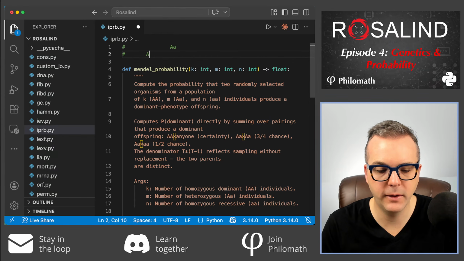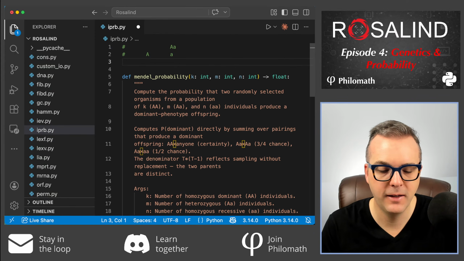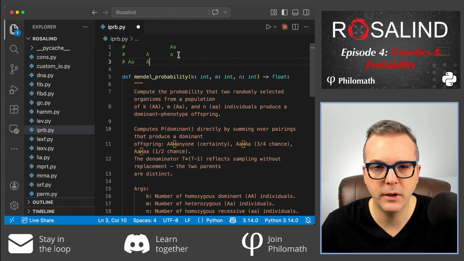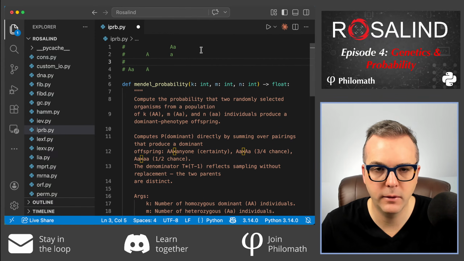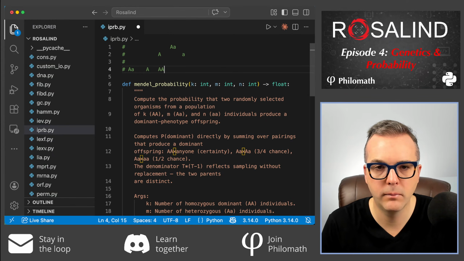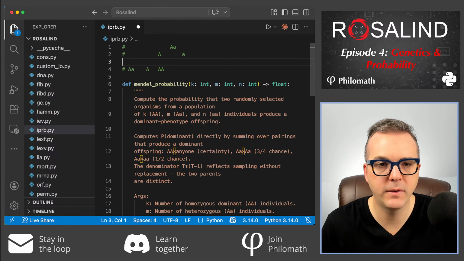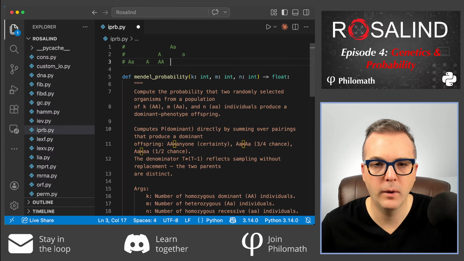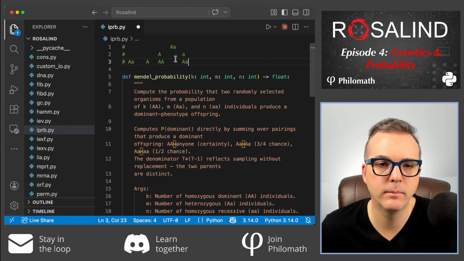So there are 2 possibilities. You could have a capital A or a lowercase a, and then we also have another organism, and it could have either of these 2 possibilities. I actually need to give it a little bit more there. All right, so in this case we would have a homozygous dominant organism, whereas in this case we would have a heterozygous one.